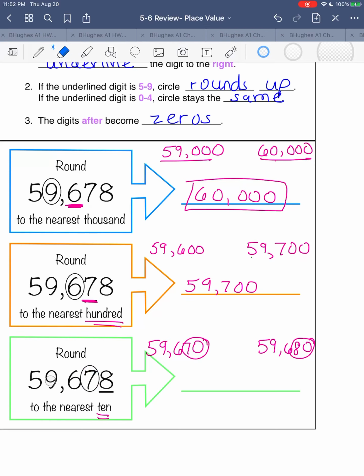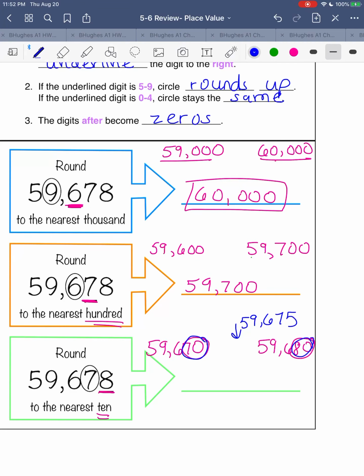So the digit I look at is the ones place, which in this case is an 8. If you think of what's between 70 and 80, the midway point right there is going to be 59,675.